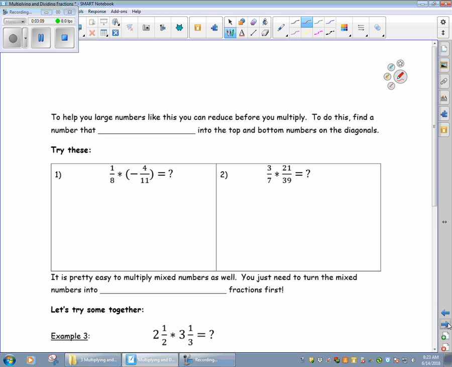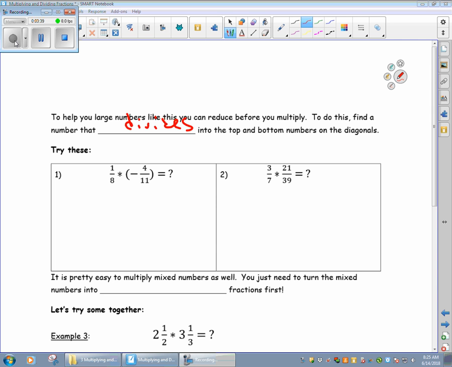So let's take a look at the next page. I think I talk about that pre-reducing thing one more time to help you guys out with large numbers. You can reduce. To do this, find a number that divides into the top and bottom numbers on the diagonals together. All right, so what I want you guys to do now is I want you to try 2 different examples to test yourself. Pause the video so you can do it by yourself without me walking you through it. And then when you're pretty confident that you're done, unpause and check.